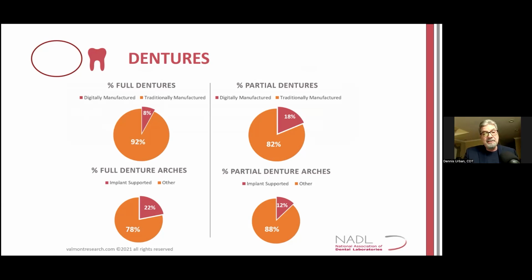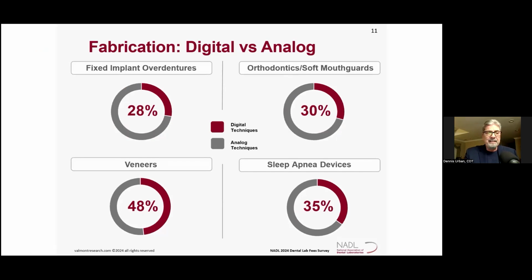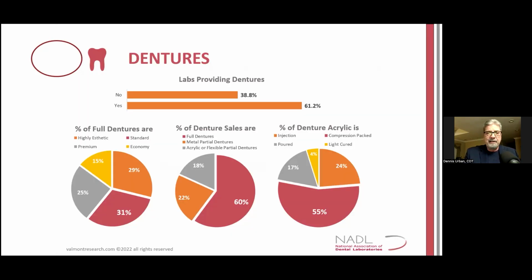If we jump to the recent survey in 2024, full dentures are up to 21% now, as you can see on the lower left hand of the screen. Partial dentures are up to 23% as far as digital versus analog. In overdenture cases, about 28% of the dentures are done digitally. And then you can see veneers, sleep apnea appliances, and orthodontic appliances.